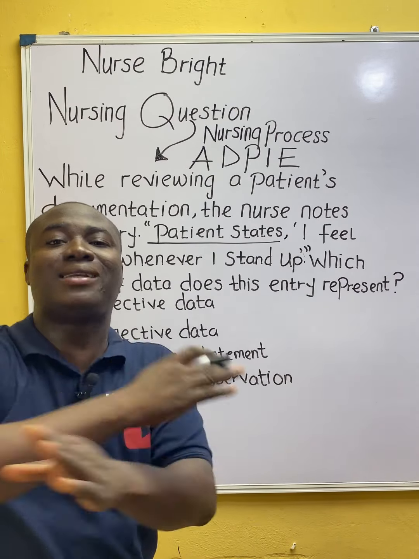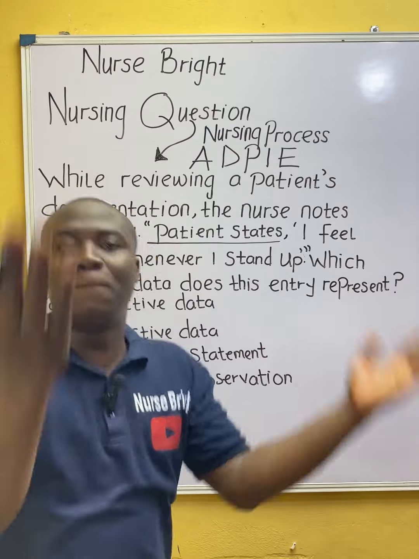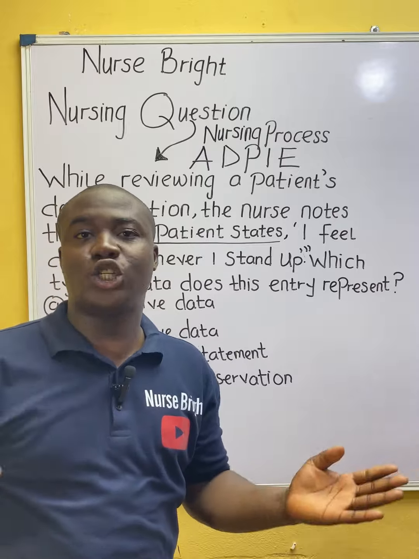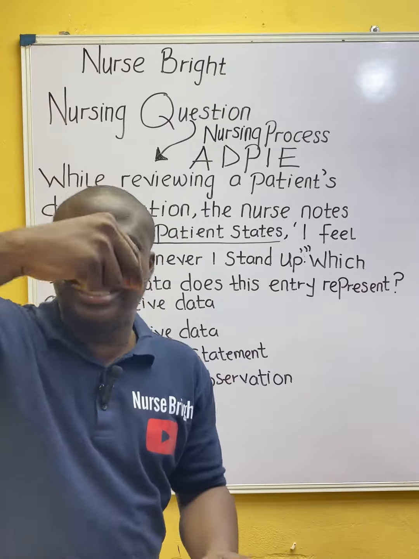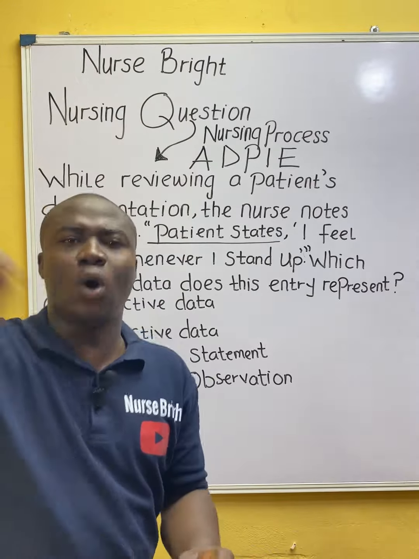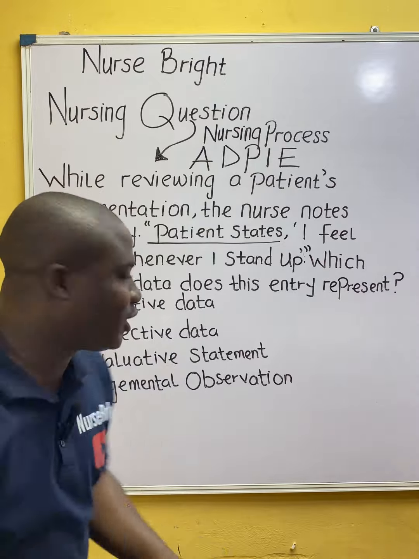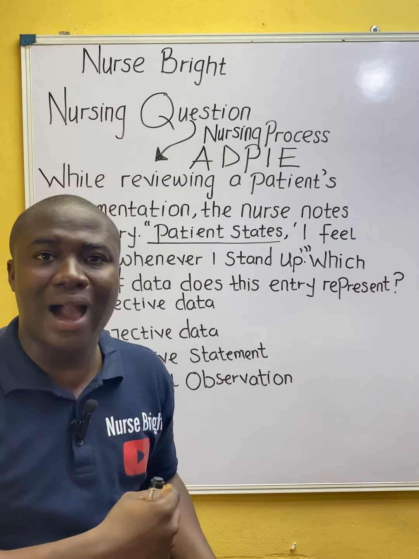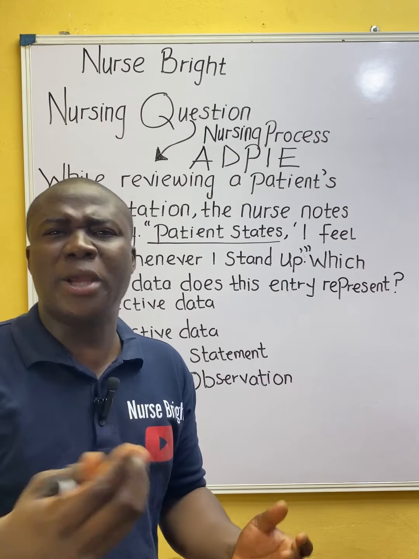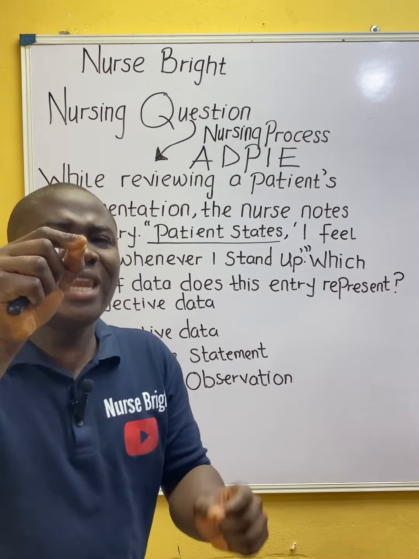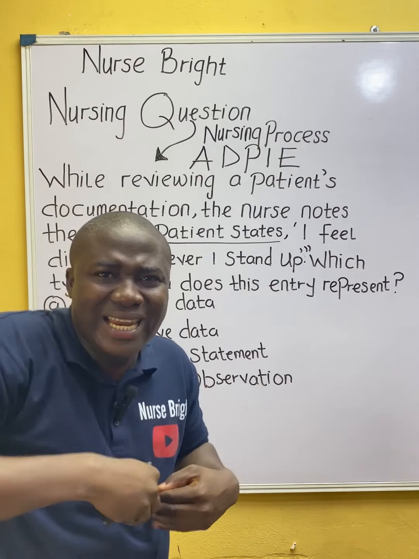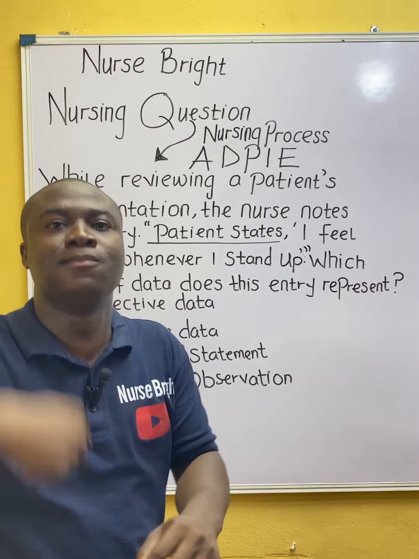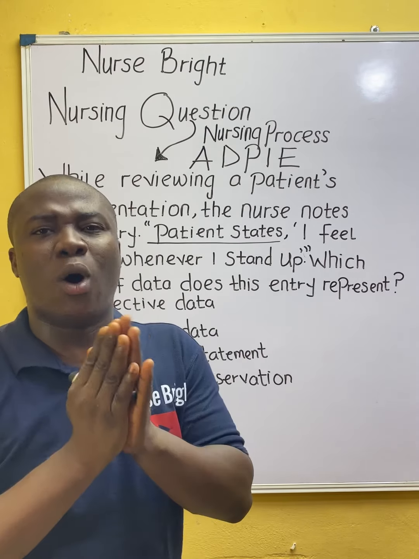We have other examples of subjective data based on a particular patient's condition. Let's say, "I feel anxious about the surgery." This is the patient saying it, so this information is also subjective data. Another example can be "my stomach hurts." That is still subjective data because it is not the nurse that is feeling it. It is the patient that is saying it and feeling it. So this is regarded as subjective data.